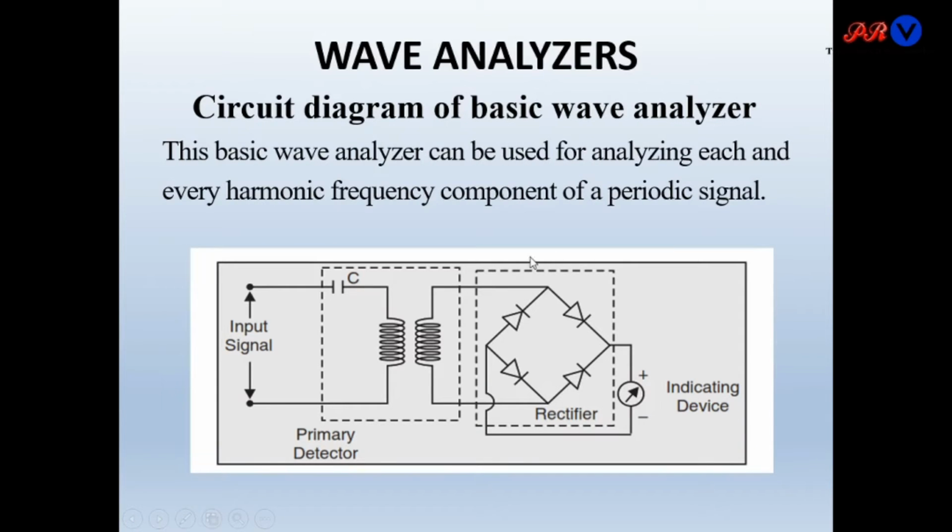This is the circuit diagram of the basic wave analyzer. This is the LC circuit, the primary detector. This is the rectifier circuit, which is used to convert AC into DC, and that DC is measured by the indicating device. So, this basic wave analyzer can be used for analyzing each and every harmonic frequency component of a periodic signal.